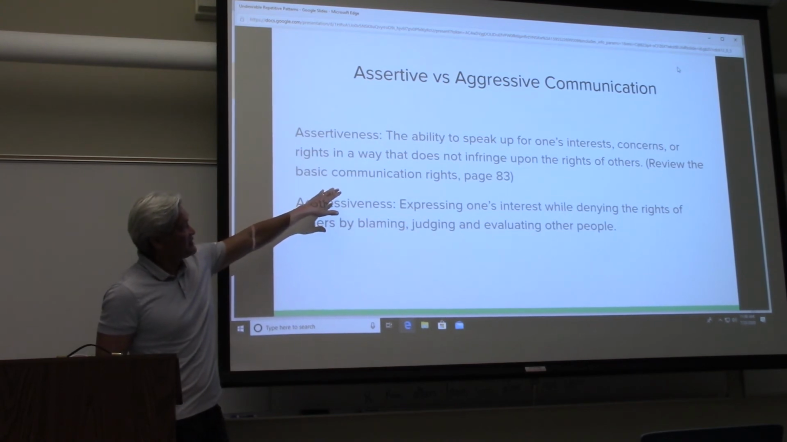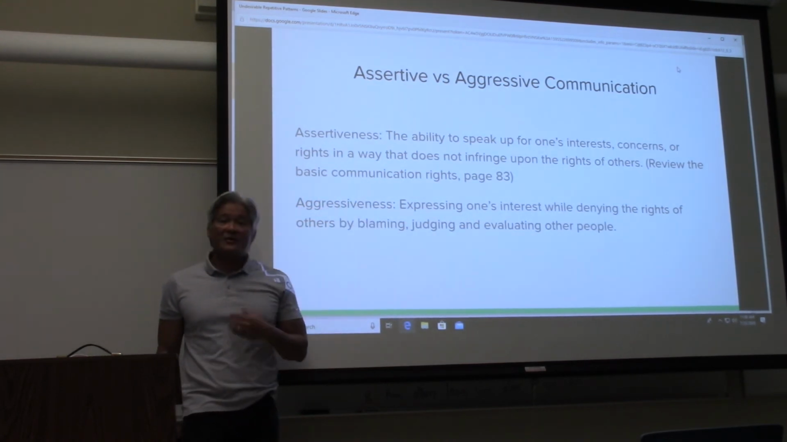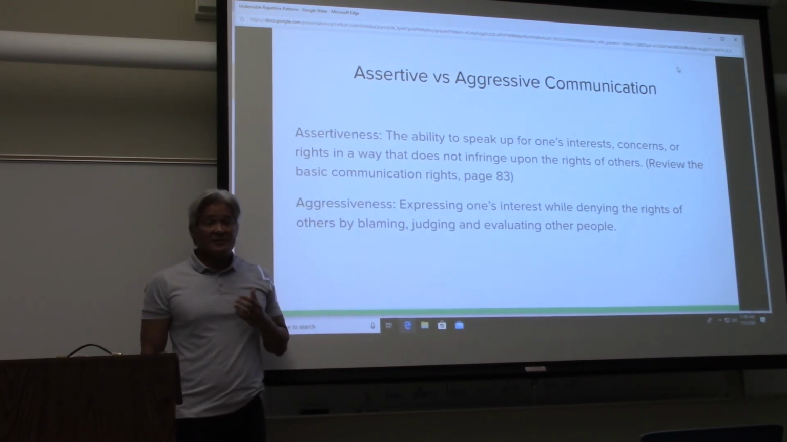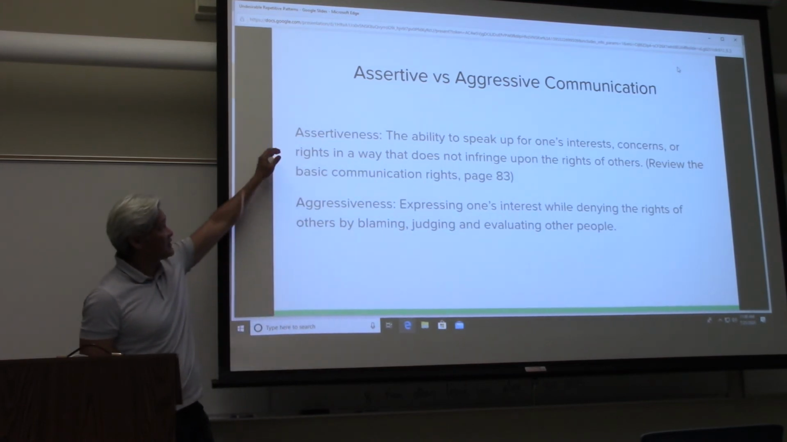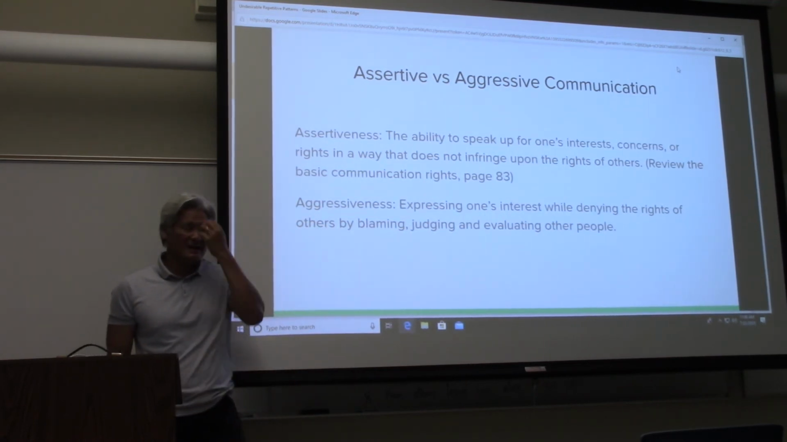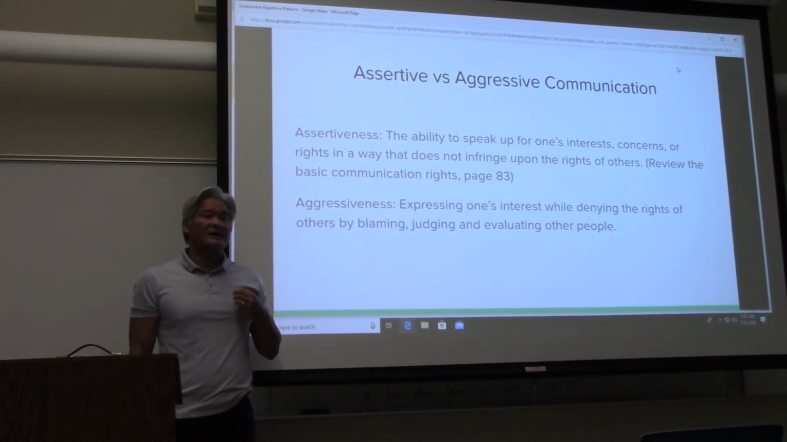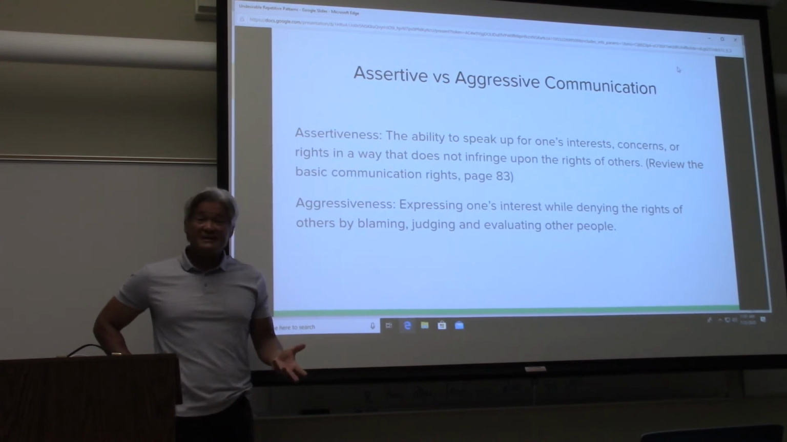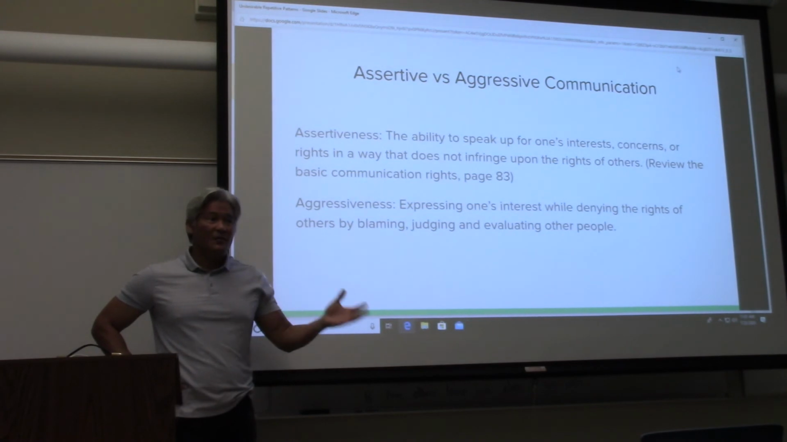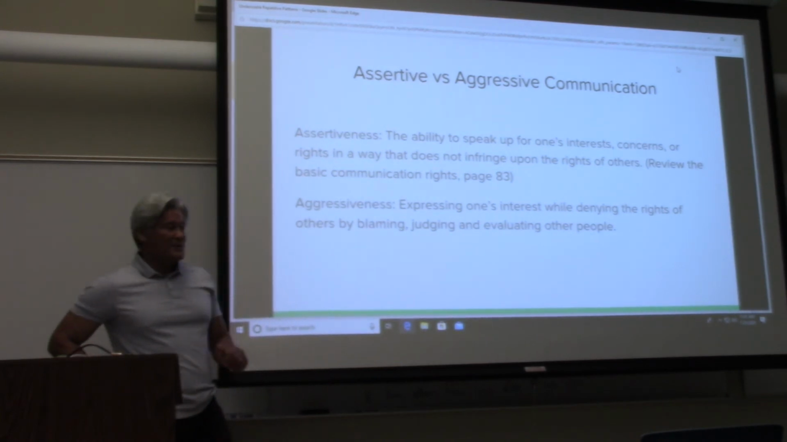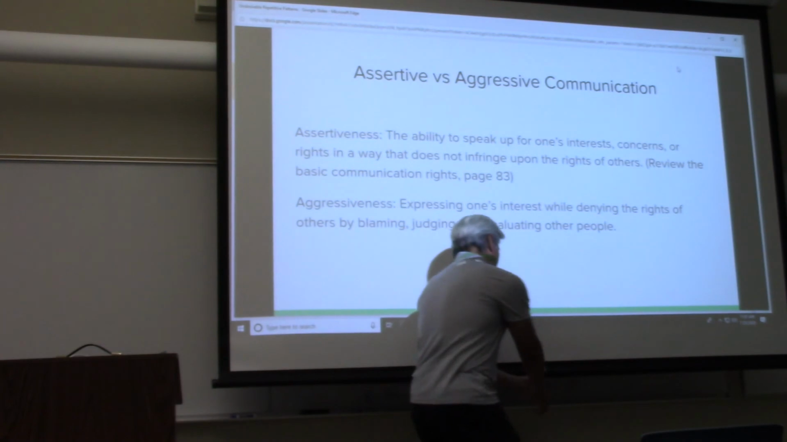So assertiveness is, of course, not infringing upon the rights of others, not disrespecting their communication rights, and that's a really important distinction between assertive and aggressive communication, okay? Learning to assert what you need and what your interests are and assert what is important to you is obviously important in a relationship. You got to be happy with your ability to communicate what you need in a relationship. So I keep talking about these basic communication rights, and there's 15 of them in your text.